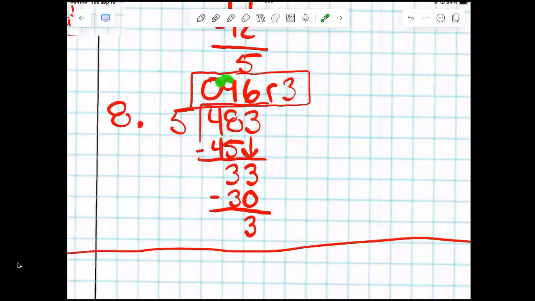How many times does 5 go into 48? 9. So I write the 9 up here, and then I take the 9 and I multiply it by what number? 5. So does McDonald's is multiply. What's 9 times 5? 45. Does McDonald's serve? What does serve stand for? What's 48 minus 45? 3.